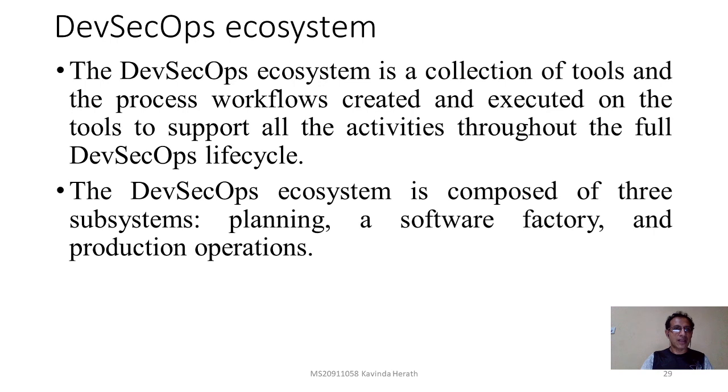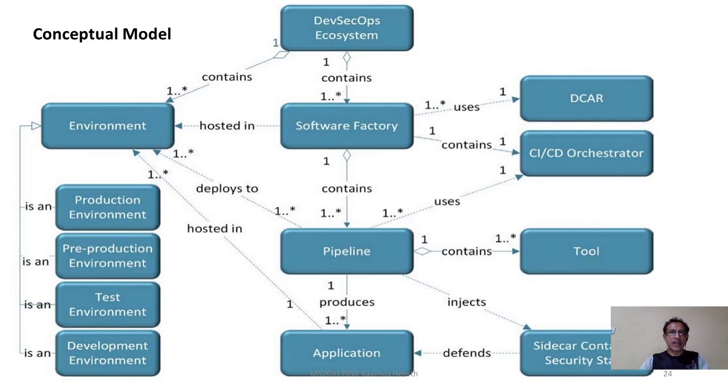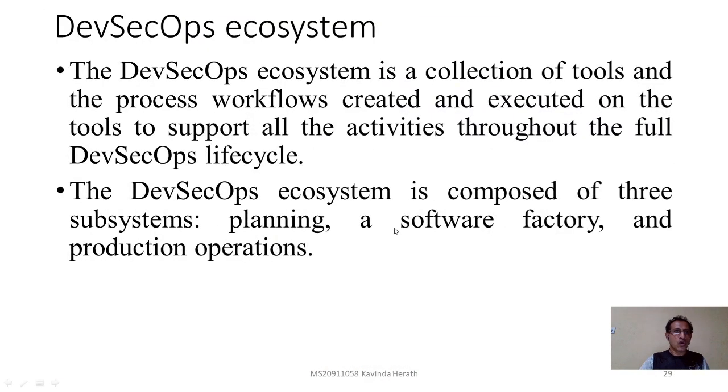So that's why, as I mentioned, the DevSecOps ecosystem is a major consideration, particularly the DevOps ecosystem in this first part. The DevOps ecosystem is the collection of the tools and the process workflows created and executed on the tools to support all the activities throughout the full DevSecOps lifecycle.